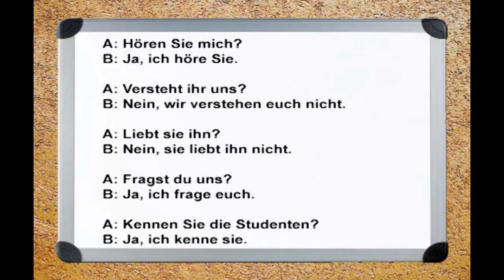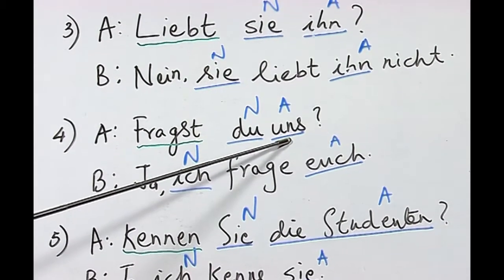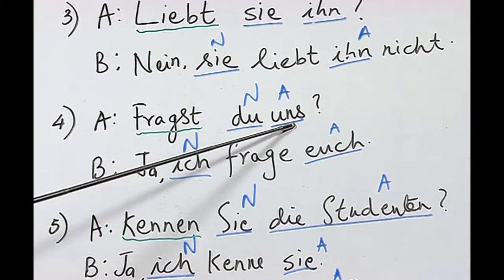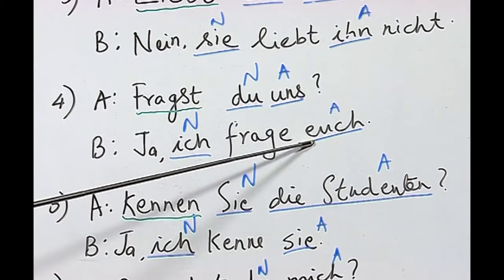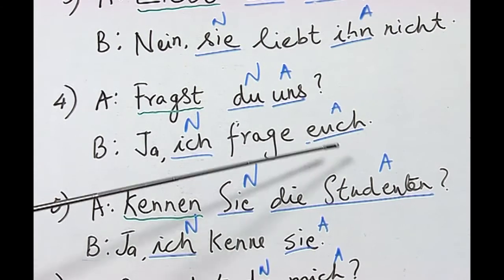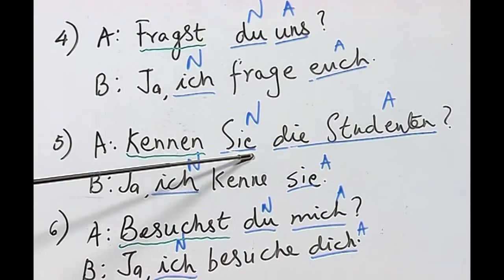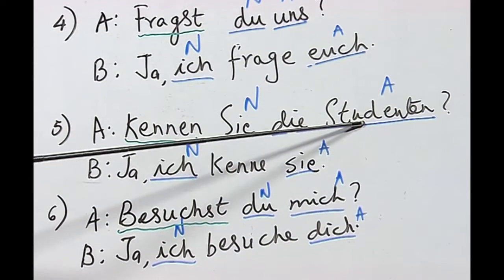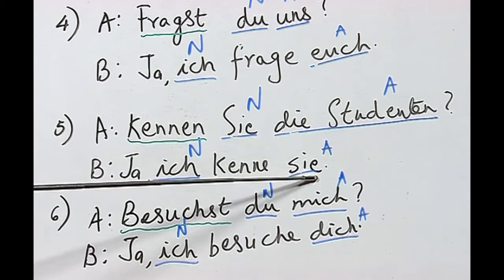Fragst du uns? Ja, ich frage euch. Here du is the nominative pronoun and uns is the accusative pronoun, where uns is the accusative form of the first person plural pronoun wir. And the answer is ich frage euch, and as you know now, euch is the second person plural pronoun form of ihr in accusative. Kennen Sie die Studenten? Ja, ich kenne sie. Here the pronoun Sie is in nominative and die Studenten, which is the noun in accusative, is replaced by the pronoun sie in plural in third person.